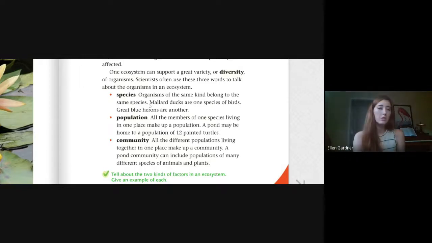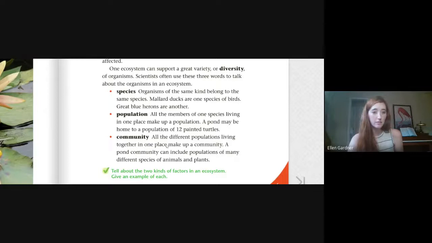Now, population is the next word, population. All the members of one species living in one place make up a population. A pond may be home to a population of 12 painted turtles. So the painted turtle, that's the species. The population is a bunch of painted turtles, all in a little population, like a family. So there's one species that we're talking about here, and then a bunch of them together make one population.